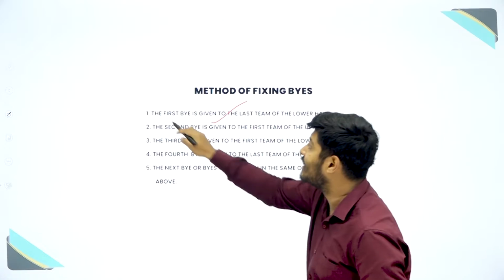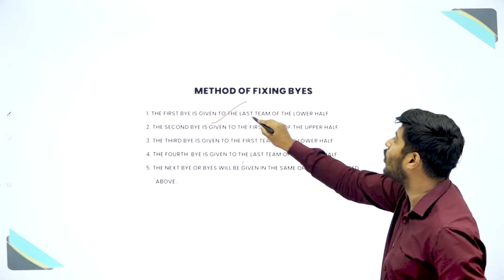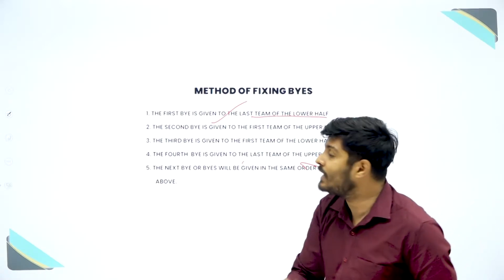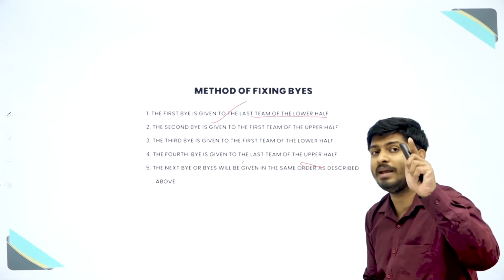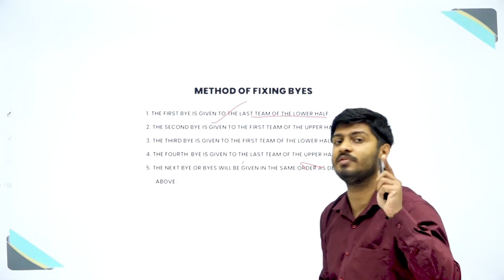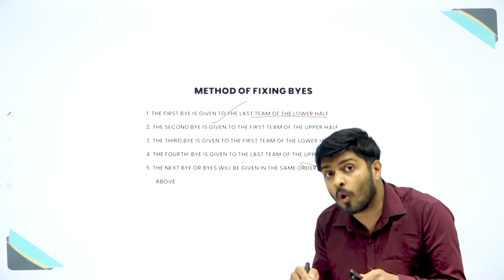So here you can see, if you have multiple byes, how to apply that in the whole fixture. The first bye is given to the last team of the lower half, okay? The first bye is given to the last team of the lower half. Please listen to this very carefully. The first bye is given to the last team of the lower half.